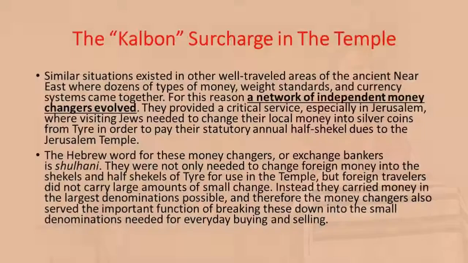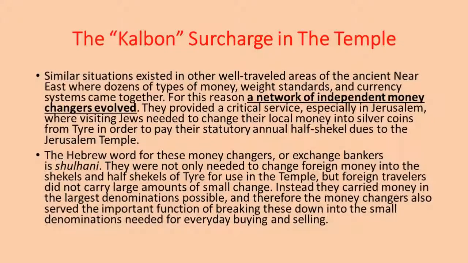A network, so they provided a critical service, especially in Jerusalem when visiting. Jews needed to change their local money into silver coins from Tyre in order to pay their statutory annual half-shekel dues to the Jerusalem temple. Okay, I'm almost done with this part. The Hebrew word for these money changers or exchange bankers is shulchani.